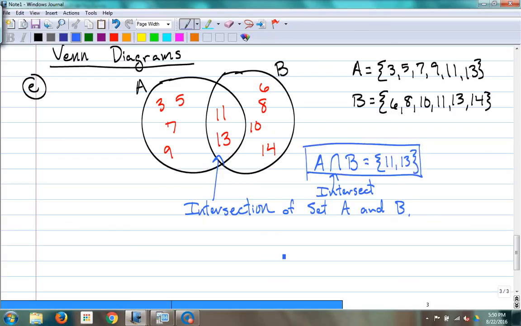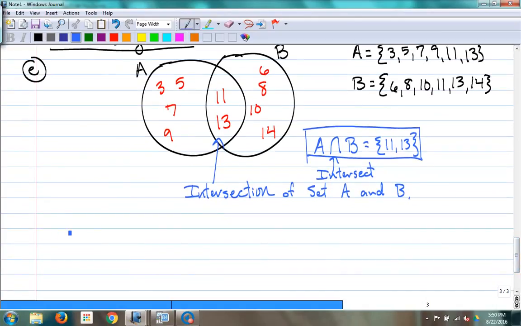The intersection is the overlap. What's in both of them? That's an intersection. The intersection is what is in both of them.